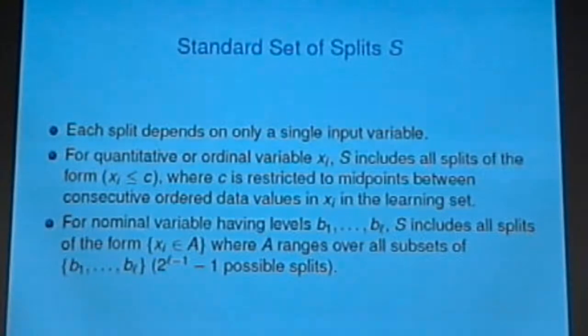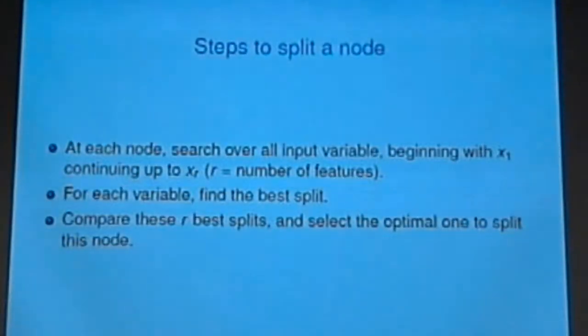So the number of splits really depends on the variables. At each node, search over all input variables, beginning with x1, continuing up to xr. All the features, and for each variable find the best split. Among all the variables, compare these best splits and select the optimum one to split. That's the idea we just talked about. And that will give you the first split you see there, like in our iris data.